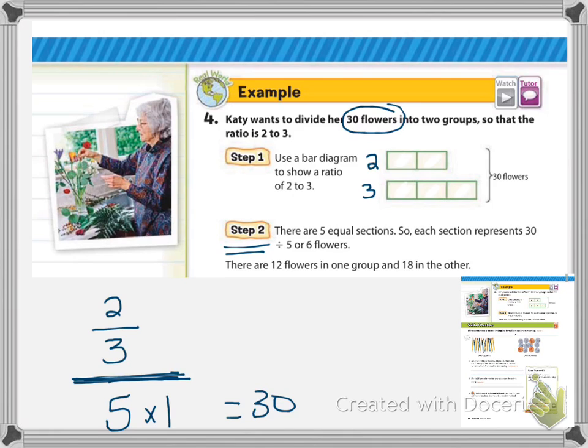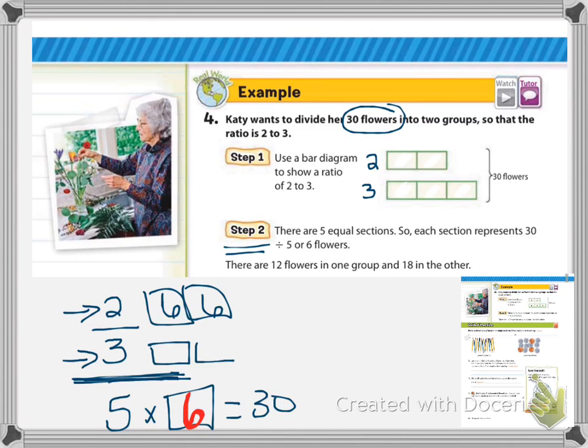So I need to do 5 times some number that would give me 30, which our missing number in this case would be 6. So there would be a group of 6 flowers and a group of 6 flowers here. I put the 6 twice because my ratio is 2 right here. And then my 3 means I need 3 boxes with 6 in each of those. And that's how we came up with all the 6s in the example above.